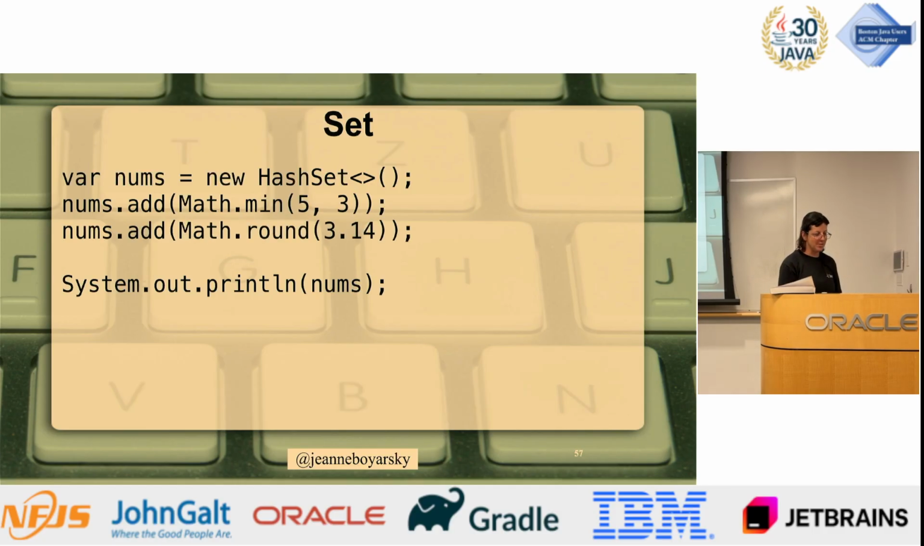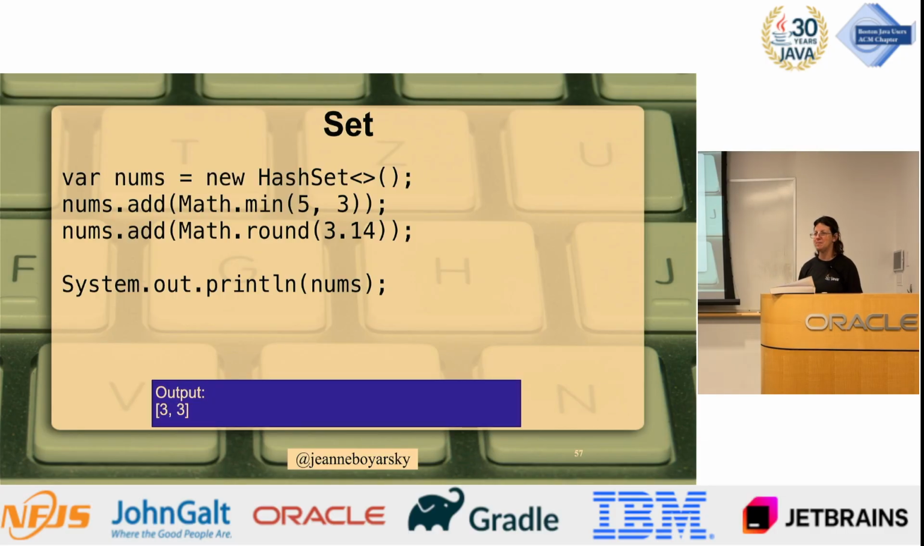But that's not how this presentation works. So I have the same set, and I add Math.min to it. We know that's 3. We saw the previous slide. And then I add Math.round(3.14) to it, which is also 3. And then I output the result, and there's 2 3s.